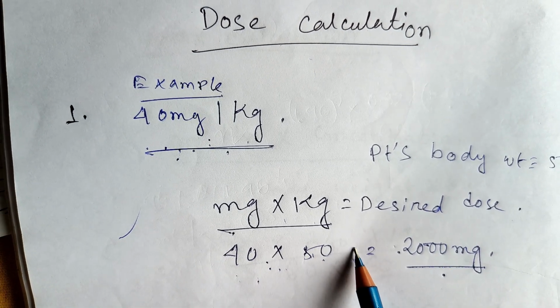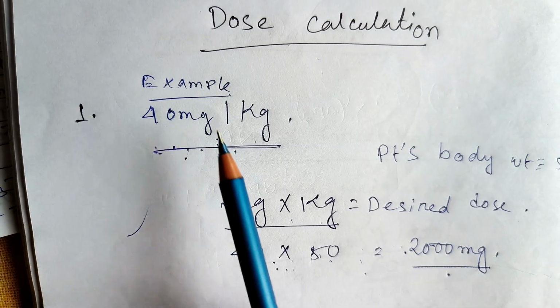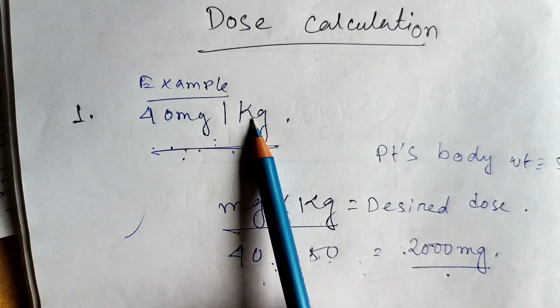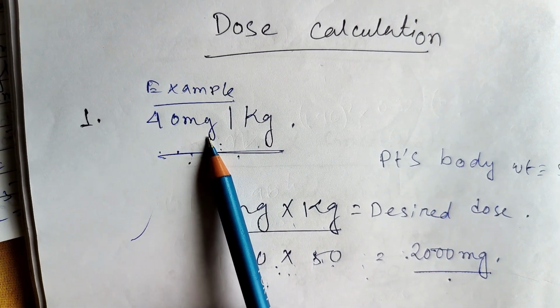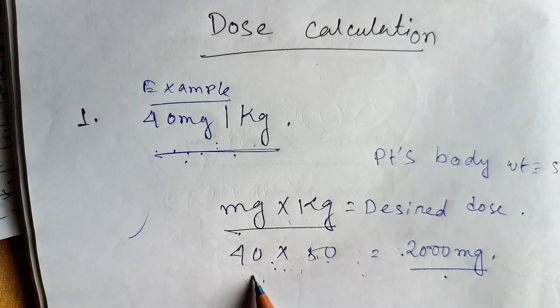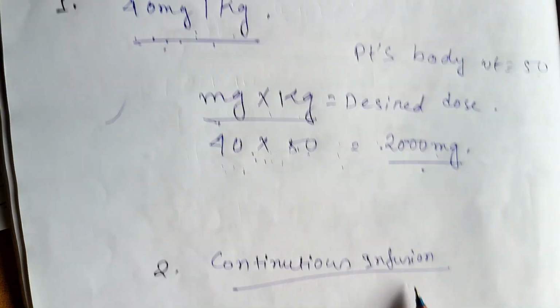Just multiply the patient's body weight with the recommended dose per kg. The recommended dose per kg is 40 mg, which is written by the physician. So for 50 kg, 40 into 50, that is 2000 mg. That is the easiest method.